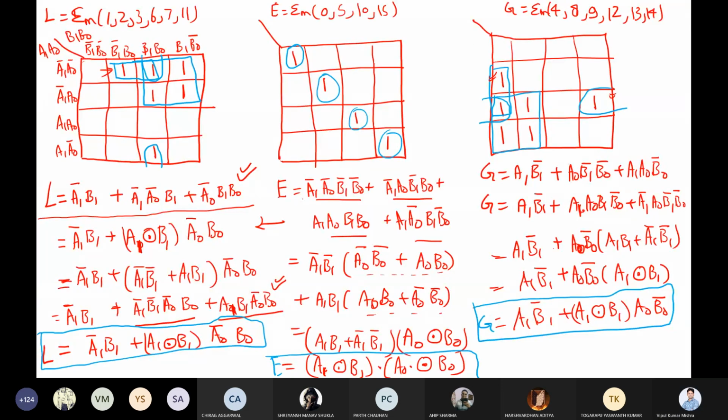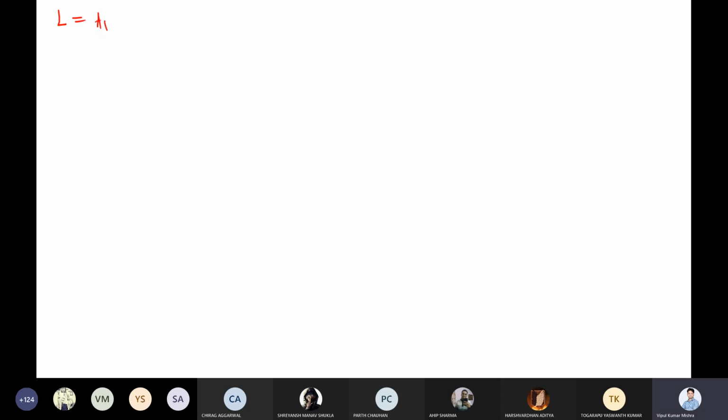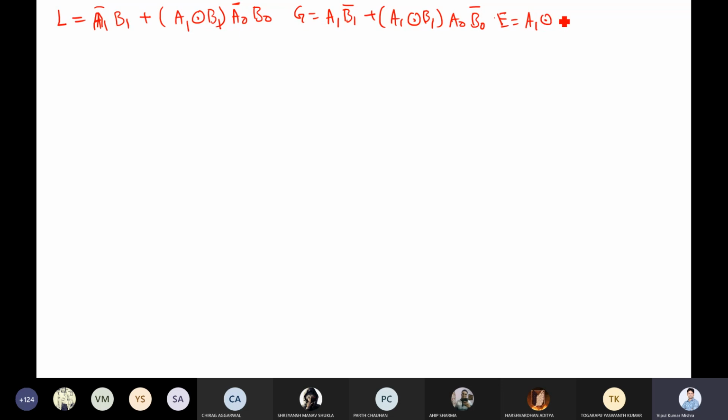L equal to A1 bar B1 plus A1 XNOR B1 A0 B0 bar, greater than A1 B1 bar plus A1 XNOR B1 A0 B0 bar, equal to A1 XNOR B1 dot A0 XNOR B0.